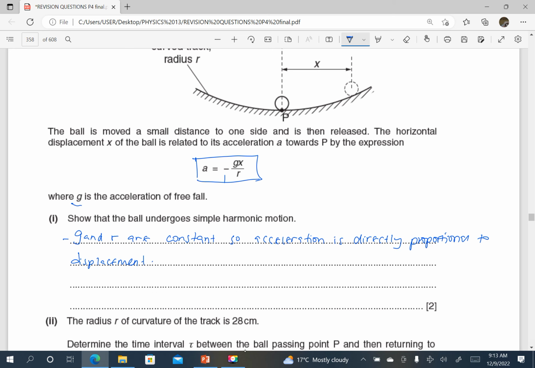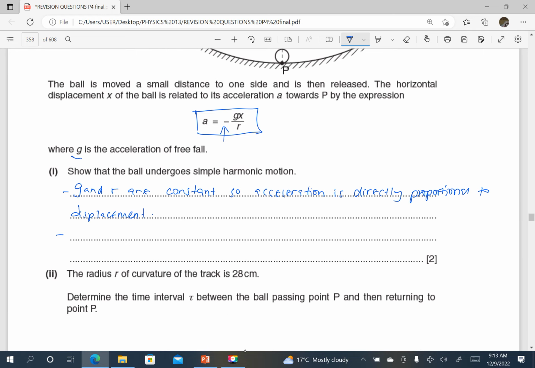So that's one. Number two, in the equation you see that there is a minus sign. What does that indicate? The negative sign shows that acceleration and displacement are always in opposite directions. And those two are the defining conditions of a simple harmonic motion. So the motion is simple harmonic.